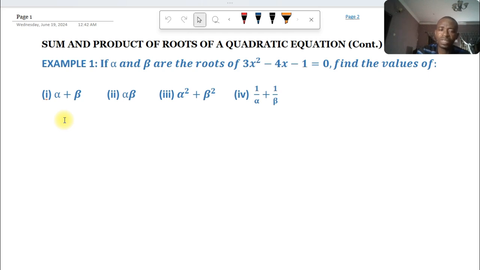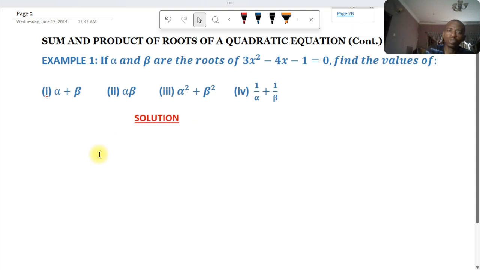We have been given that if alpha and beta are the roots of that equation, our main duty is to find those things that we have in the Roman figures: Roman figure 1, Roman figure 2, Roman figure 3, and Roman figure 4. So let's not waste time with that. Let's just move on.